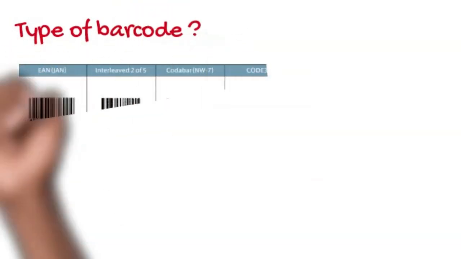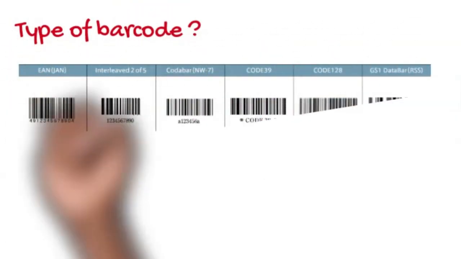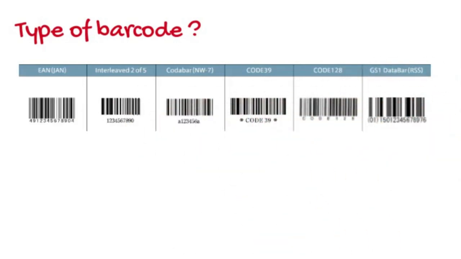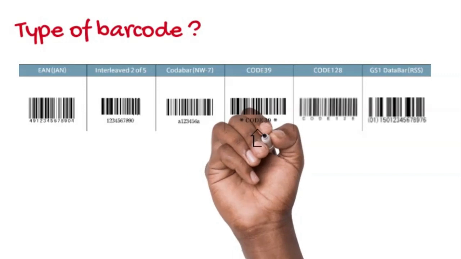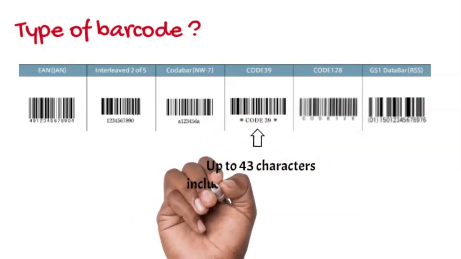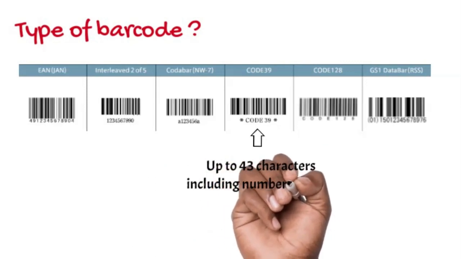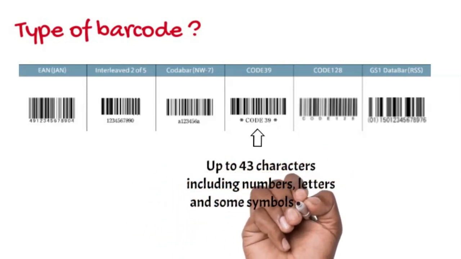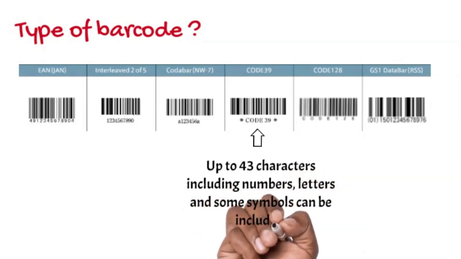There are basically 6 types of barcode, each of them with different characteristics. But in this video, we'll be focusing on Code 39, which allows you to include 43 characters, including numbers, letters, or some symbols. Let's see how to do that in Excel.